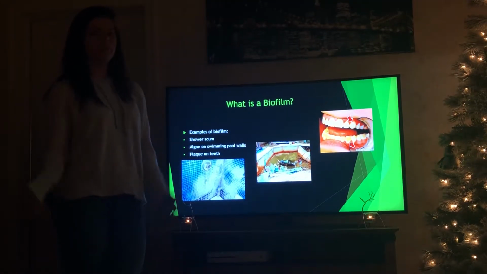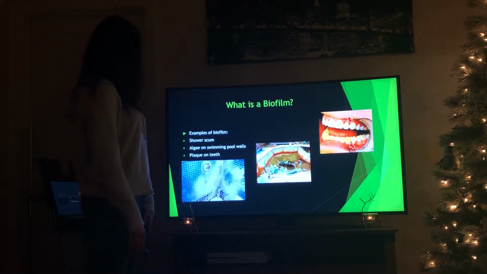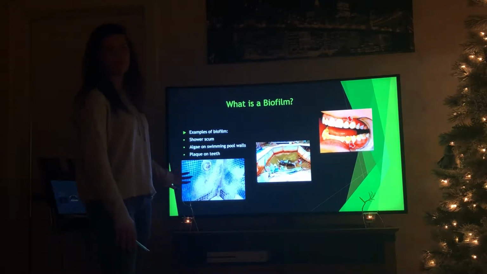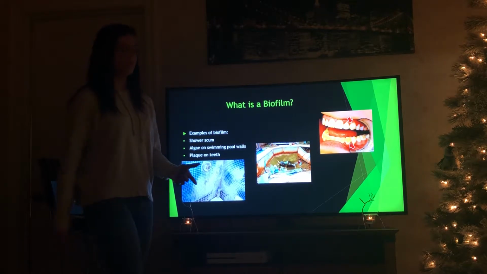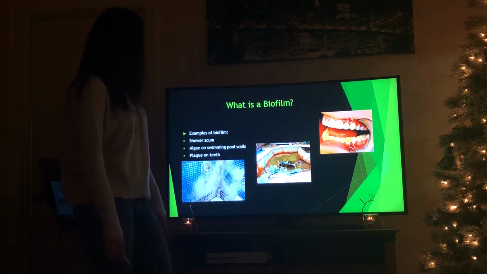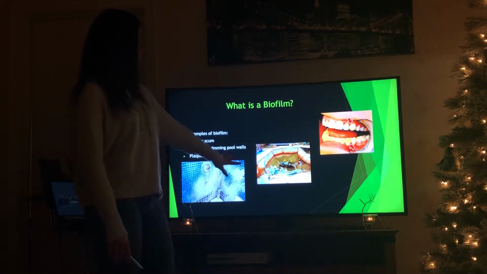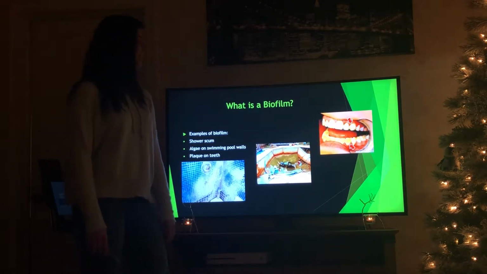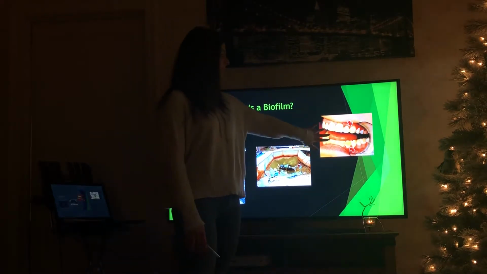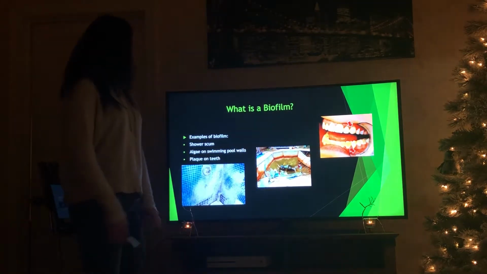What is a biofilm? There's a bunch of different examples of biofilm, like shower scum. We have to clean our showers monthly because the film forms on the walls. It's soap scum. Algae in the swimming pool, that is also a form of a biofilm, and plaque is a form of a biofilm as well.